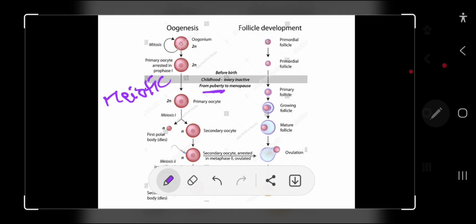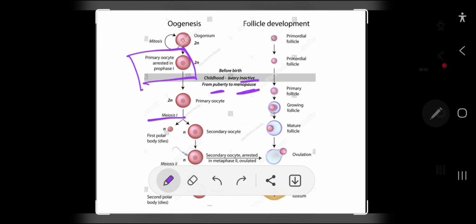to produce a secondary oocyte and first polar body. The end result of the first meiotic division is two asymmetrical cells. The first is called the secondary oocyte, which is a large cell, and the other is called the first polar body, which is a smaller cell. This asymmetry is due to unequal division of cytoplasm. The secondary oocyte retains most of the cytoplasm and organelles, while the first polar body contains little.